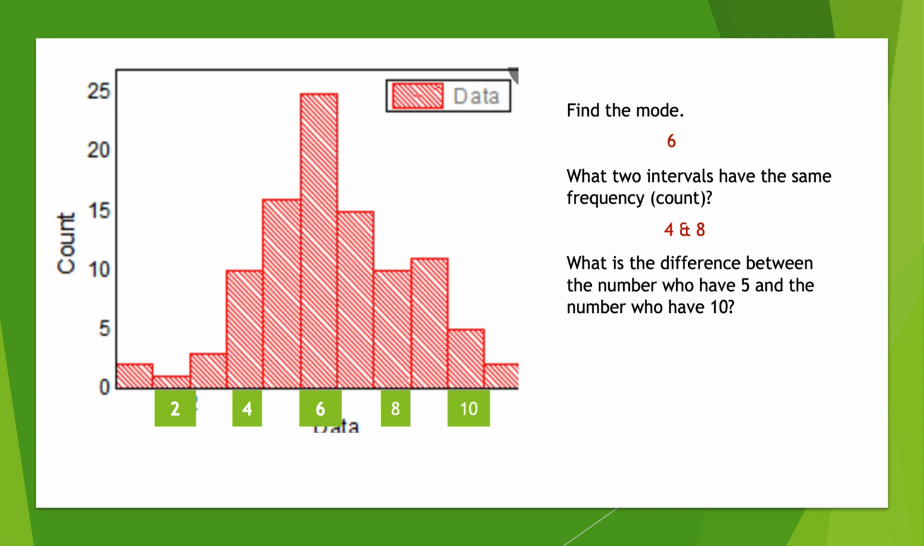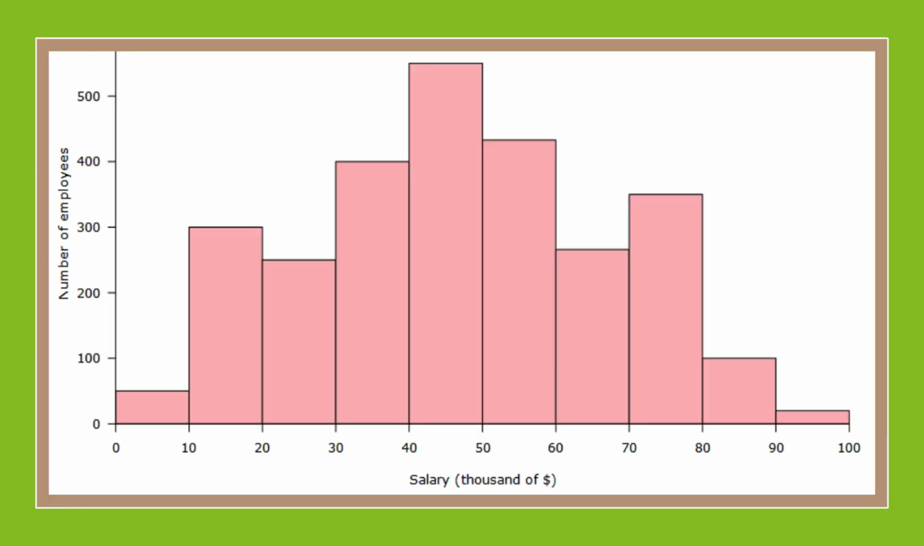And what's the difference between the number who have 5 and the number who have 10? The frequency of 5 and the frequency of 10. So 5 looks to me like it has about 11. Oh, it should have been more like 15. I'm sorry. 5 looks to me like it has 15. And 10 looks to me like it had about 4. So 15 minus 4 is 11.